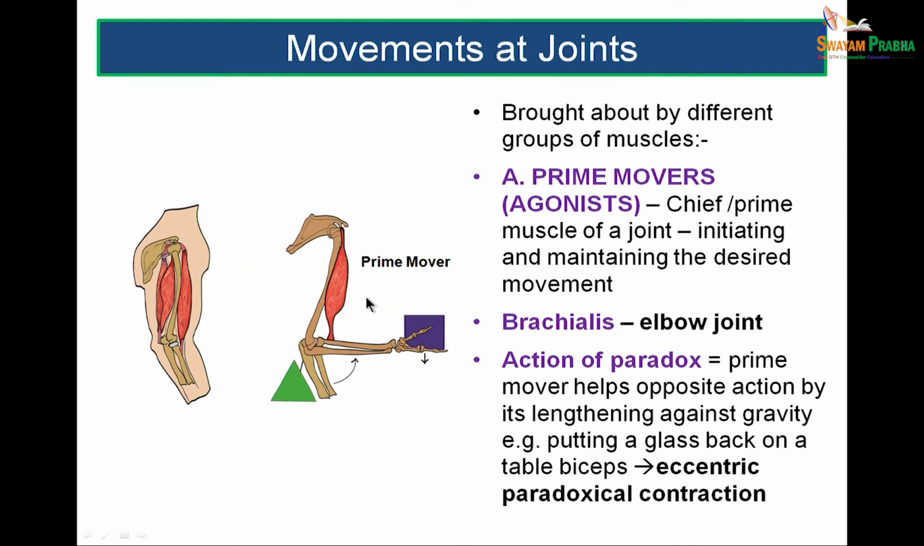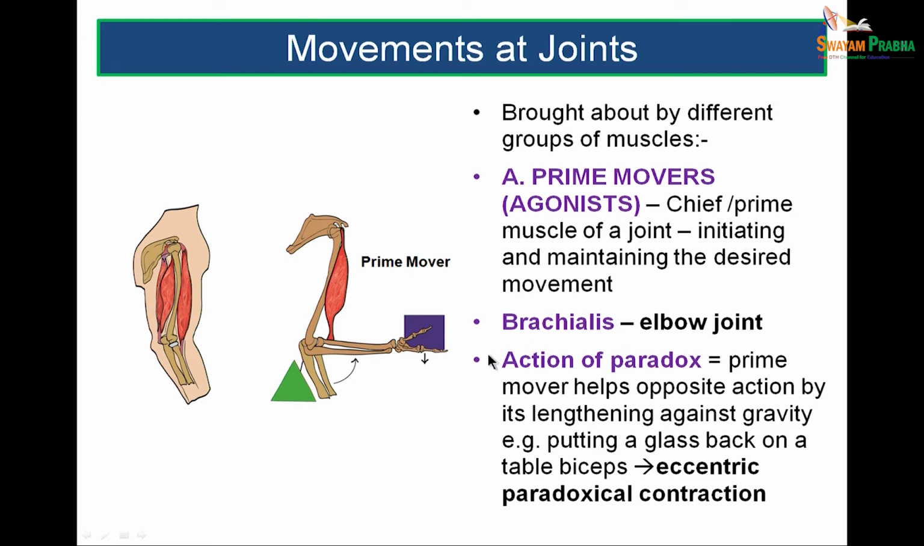When we talk about movements at any joint, we have to understand that sometimes it's not just an individual muscle acting, but there are groups of muscles acting at any joint at any given point of time. So, we have prime movers. The prime muscle moving any joint, for example here, the biceps or the brachialis, is a prime mover. It's an agonist. It's the chief prime muscle of a joint which initiates and maintains a movement, like the brachialis of the elbow joint.